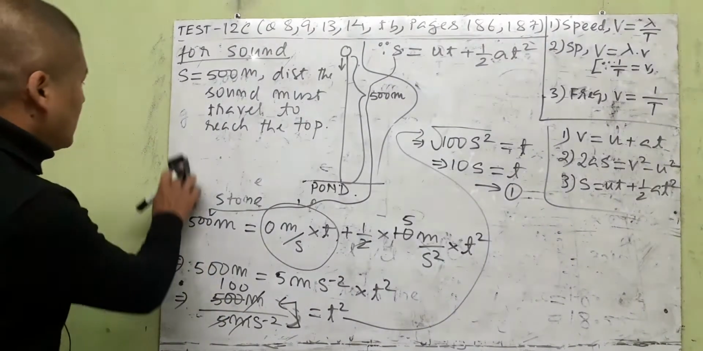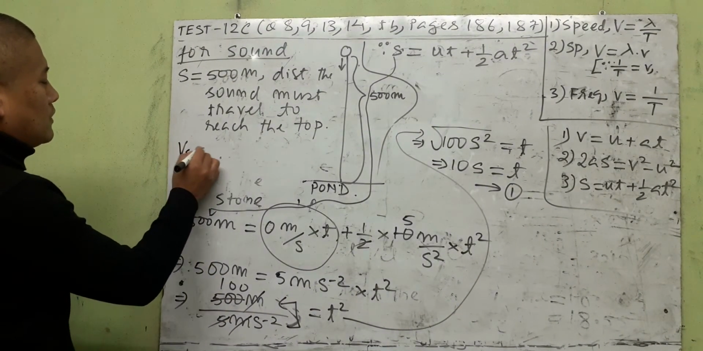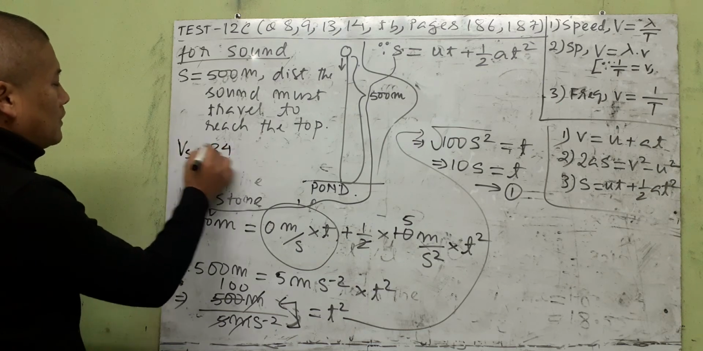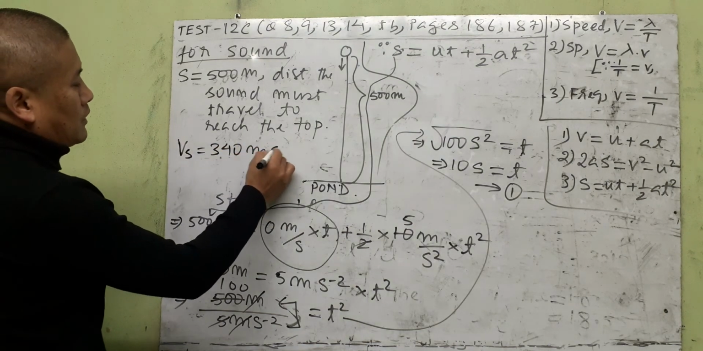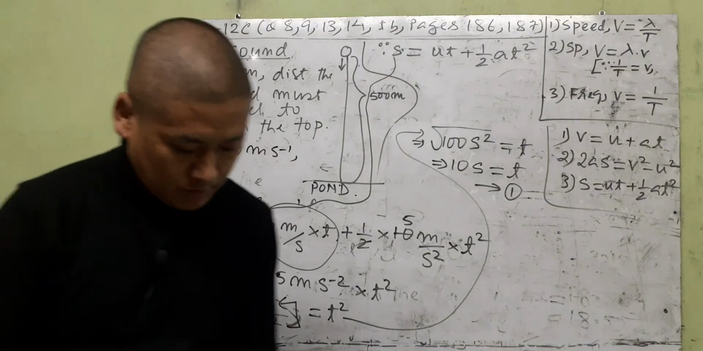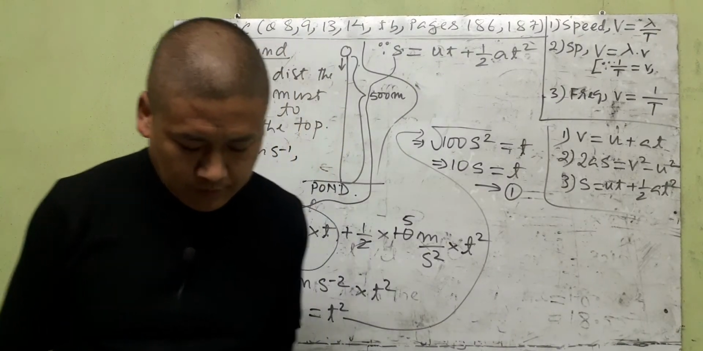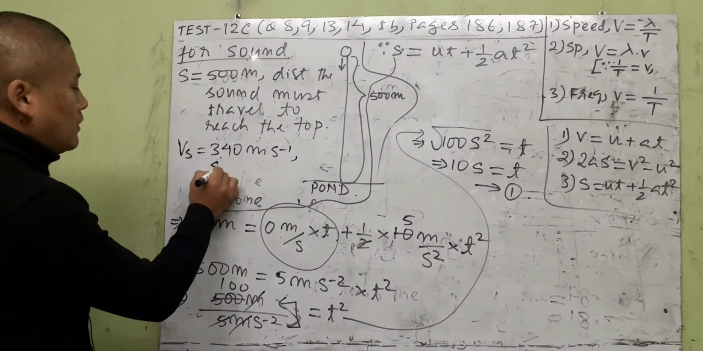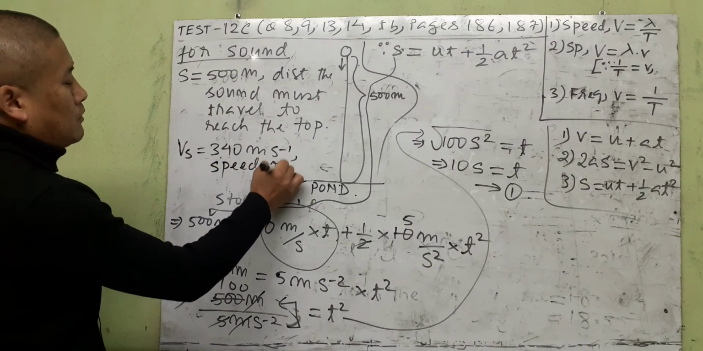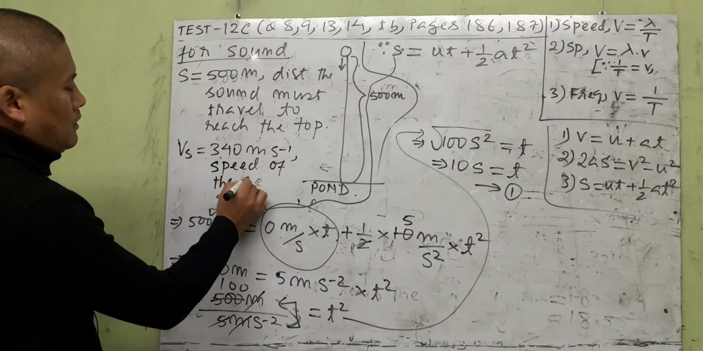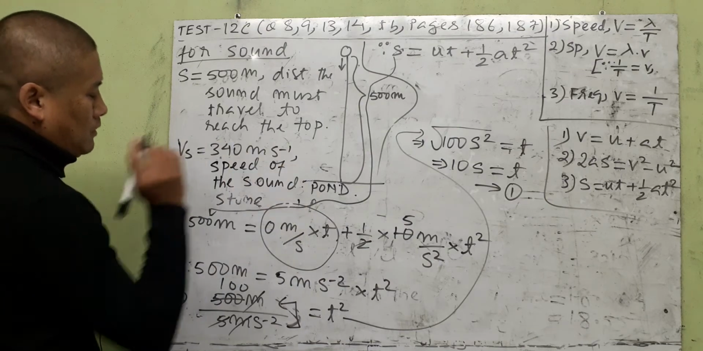Then Vs, let us say, Vs is equal to 340 meter per second. This is given in the question. Look there in the question, right? This is the speed of the sound given in the question. Speed of the splash sound to travel.